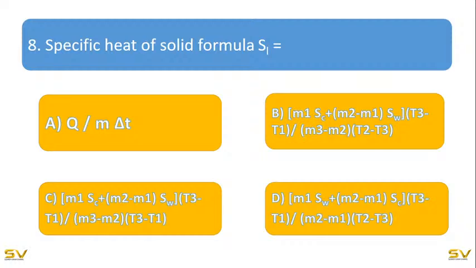Yes, so which is the correct option? Is it option A, option B, option C, or option D? Specific heat of a solid. So there is an experiment to find the specific heat of a solid experimentally. So SL is equal to, is it option A, option B, option C, or option D? So which is the correct option for the eighth question? I didn't get answers till now.